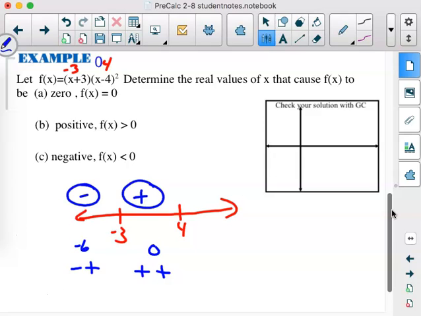Now I need something to the right of 4. I'll just try 5. So I put a 5 in. 5 plus 3, that's going to be positive. And again, I remember, no matter what I put in the second factor, it's going to be positive.